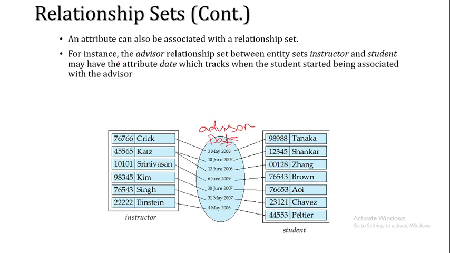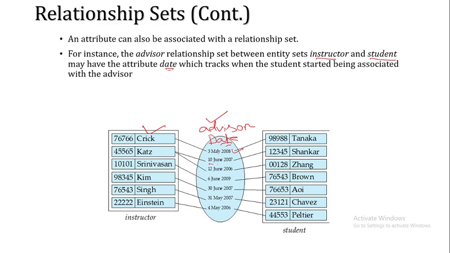That signifies, for instance, the advisor relationship set between the entity sets instructor and student may have the attribute date, which tracks when the student started being associated with the advisor. So Tanaka was associated with Creek on 3rd May 2008. Shankar was associated with Kaz on 10th June.